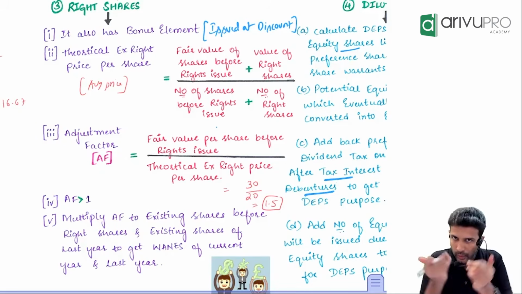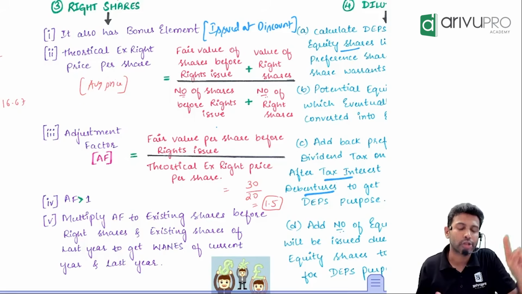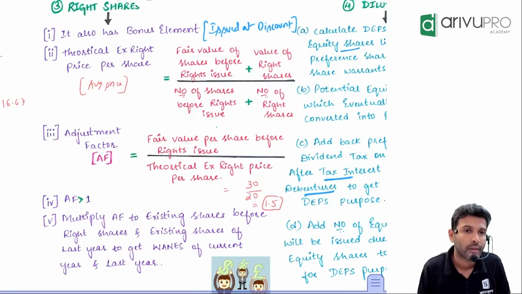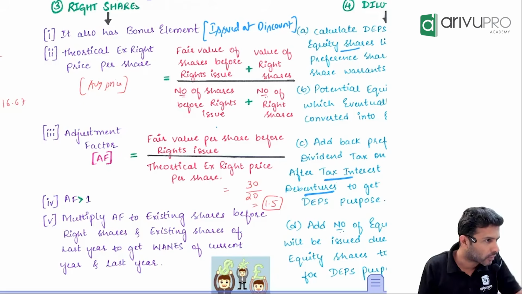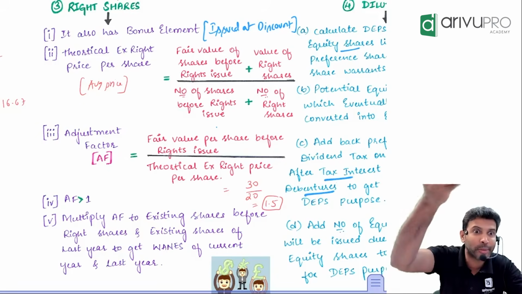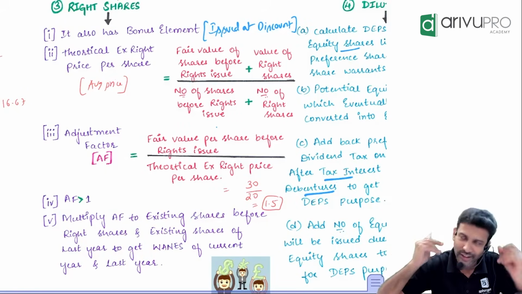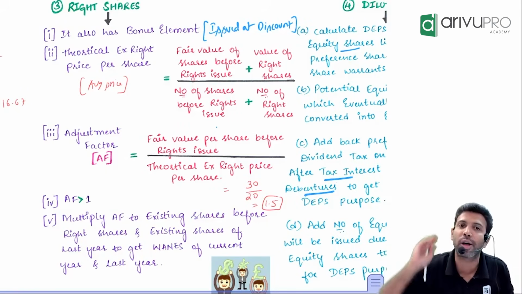One quick and easy way to remember this: the adjustment factor should always be greater than 1. If you're getting any number lesser than 1, you have made some mistake. That way you'll know what should be the numerator and what should be the denominator, if you're confused. So that is one quick fix. The adjustment factor should always be greater than 1.